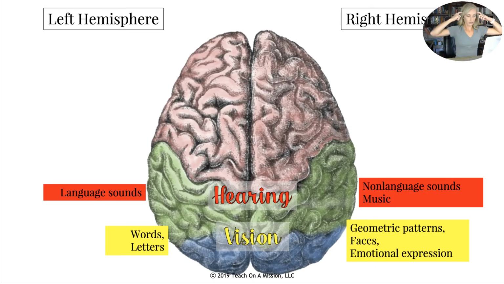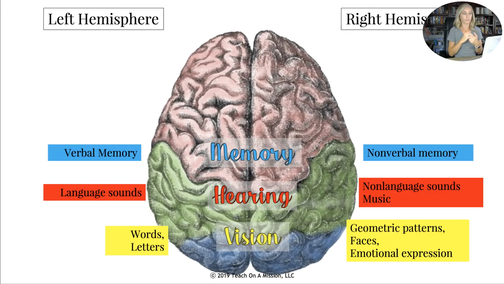Hearing, temporal lobe, right? Wernicke's is in the temporal lobe on the left, so it makes sense that the left hemisphere allows you to hear language sounds, whereas the right is non-language sounds and music, bodily expression of language. Memory, the left is verbal memory because of left language, right? And then right is nonverbal memory.